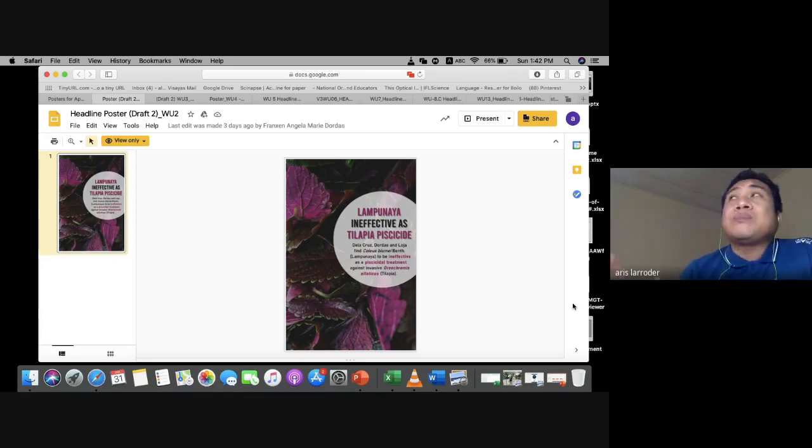I think it presents a negative result, although we always emphasize that a negative result is still a result, but I think this can still be improved. I will go back, and then I don't know if this lampunaya is also the exact lampunaya used in order to be used as a pesticide. Probably they can look into something newsworthy in presenting the poster.